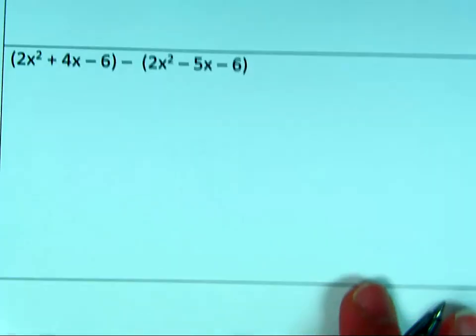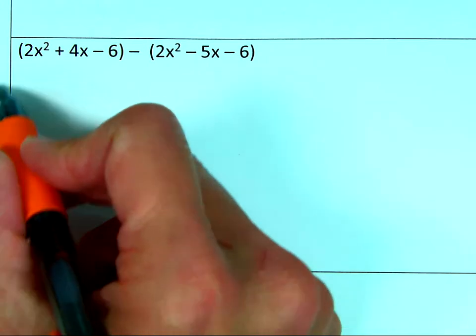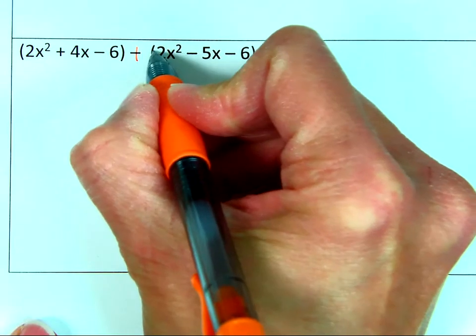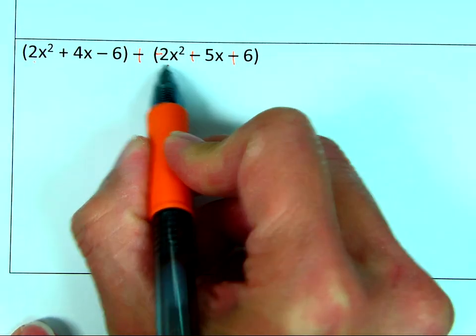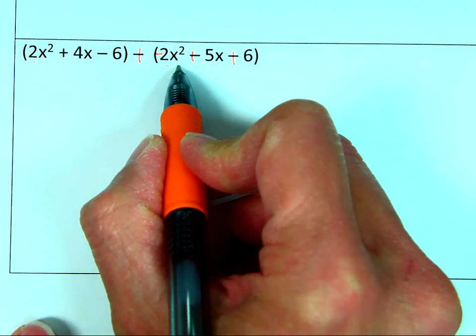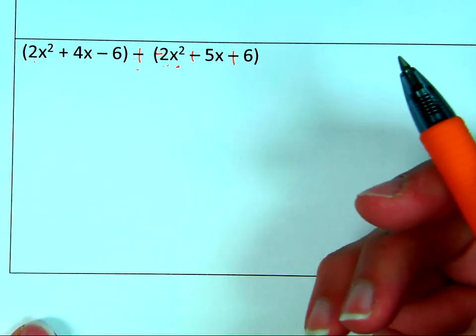So let me show you. I'm not going to do this vertically. I'm just going to do it like this. So I change these, right? And then I'm just going to say 2x squared plus a negative 2x squared. Well, 2x squared plus a negative 2x squared, those would cancel. So I have no x squareds.